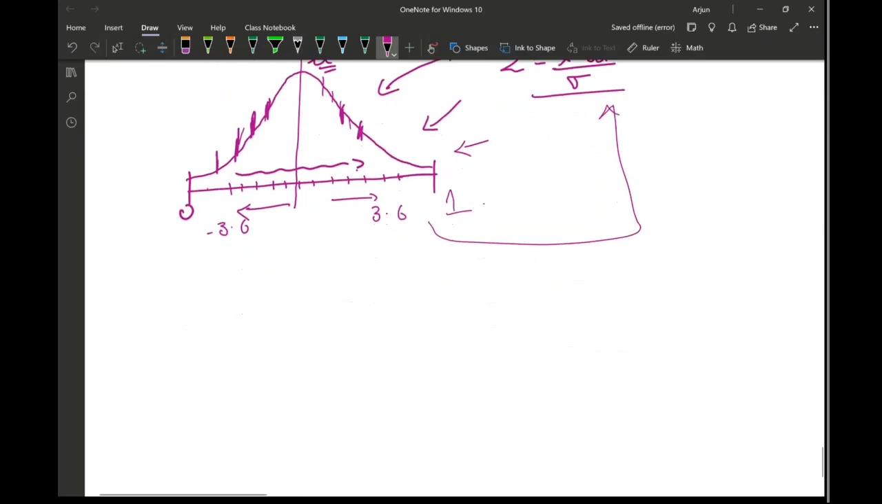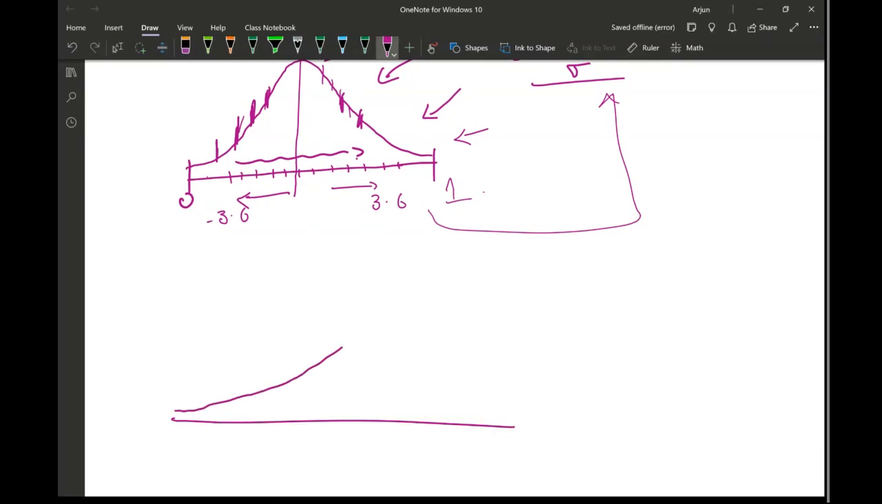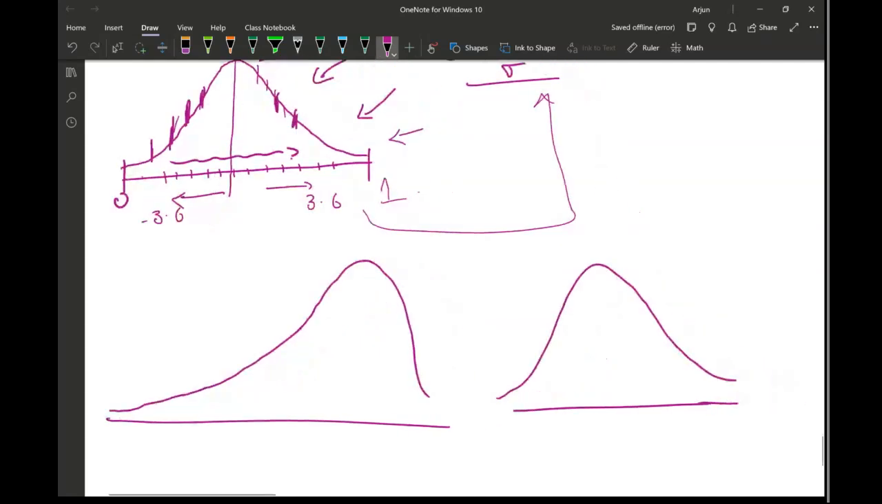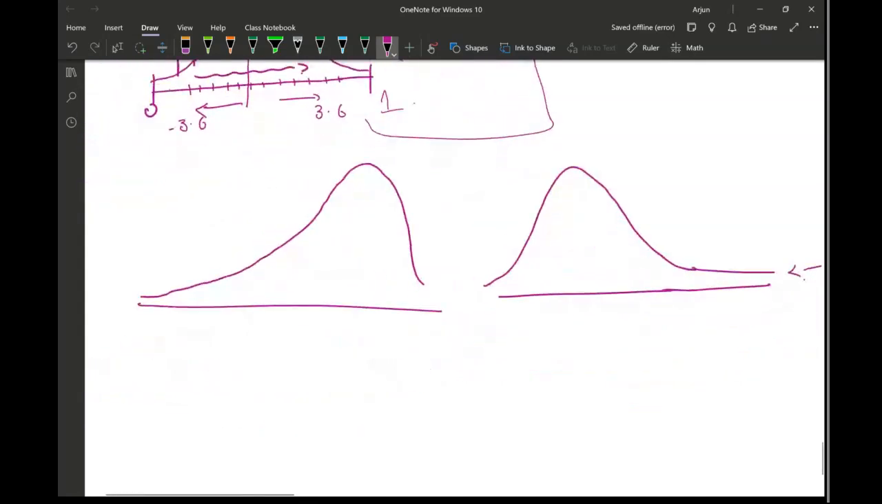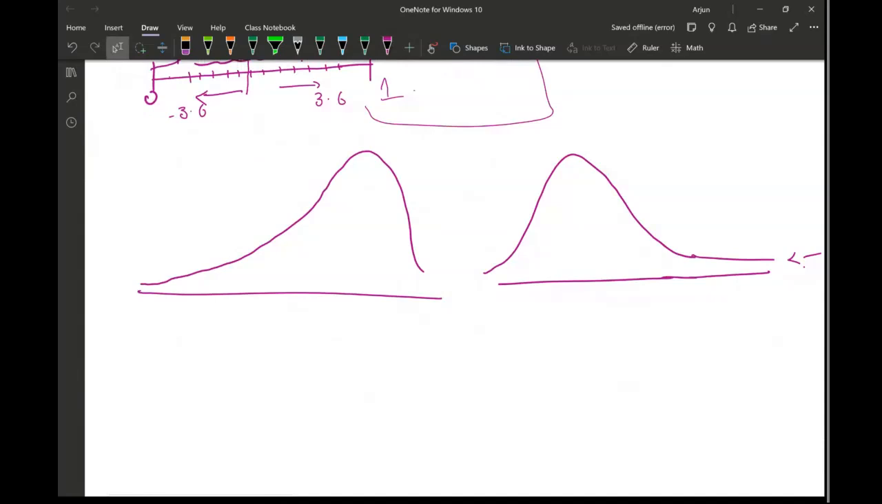So for example, if you are given something like this negatively skewed graph, or something like a positively skewed graph. So sometimes the distribution also follows these positively or negatively skewed graphs. So now in this case, I'll take a practical example of this one.